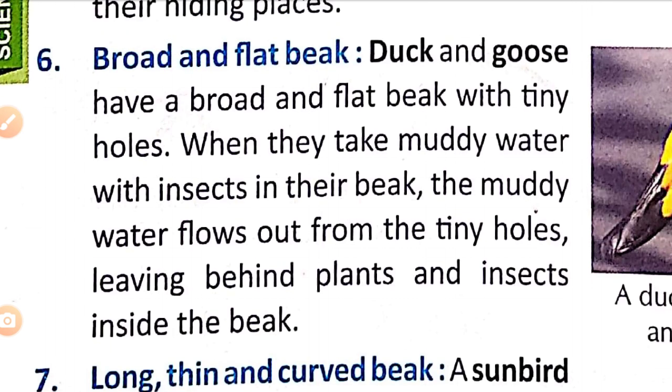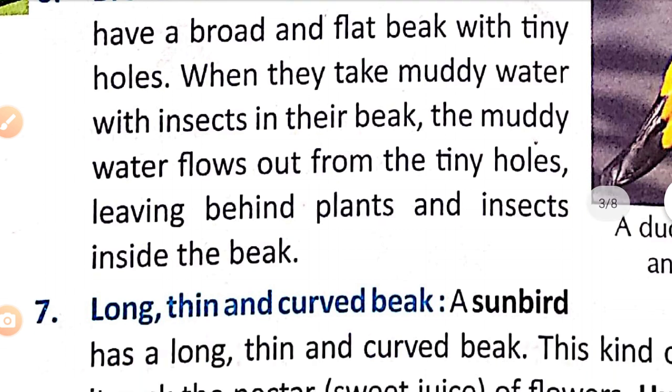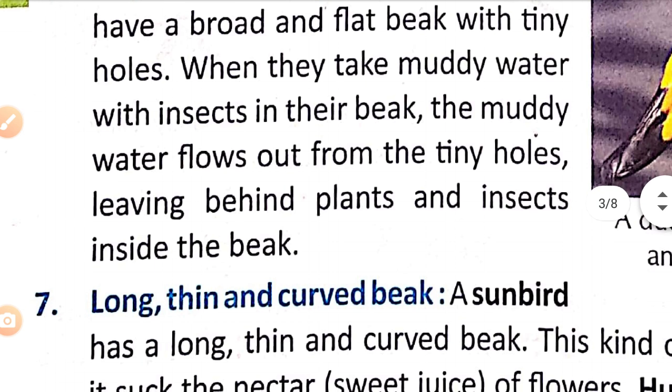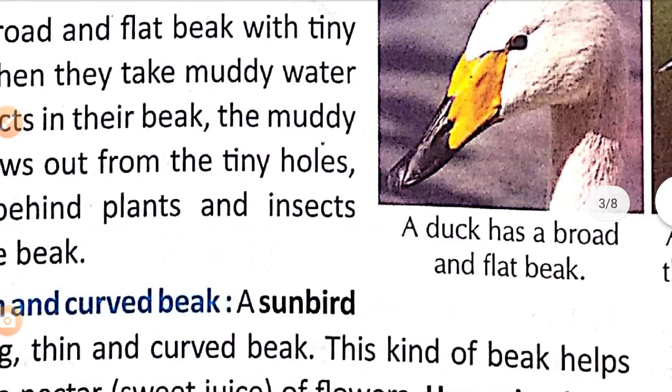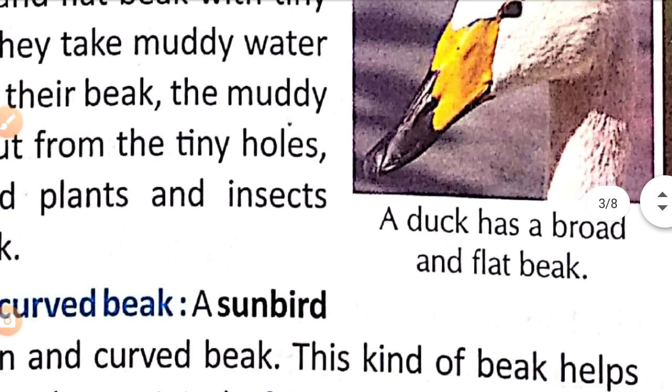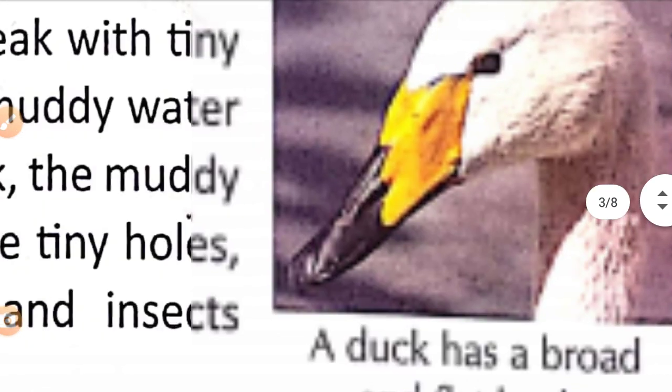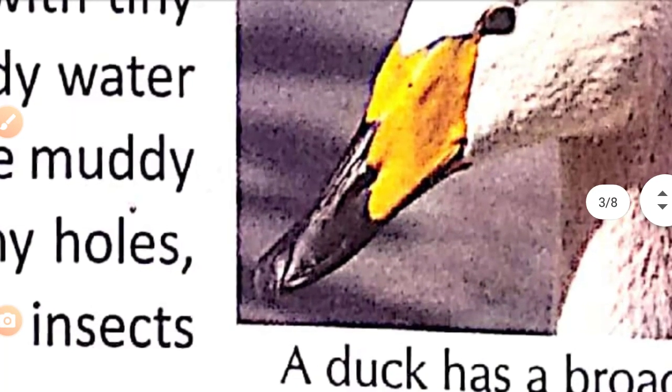Next, six. Broad and flat beak. Duck and goose have a broad and flat beak with tiny holes. When they take muddy water with insects in their beak, the muddy water flows out from the tiny holes, leaving behind the plants and insects inside the beak. See how nice a beak it has. Duck has this broad beak, but it has small holes.